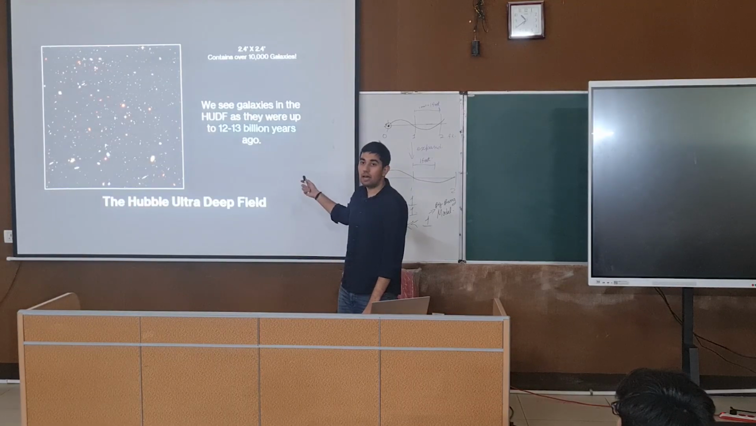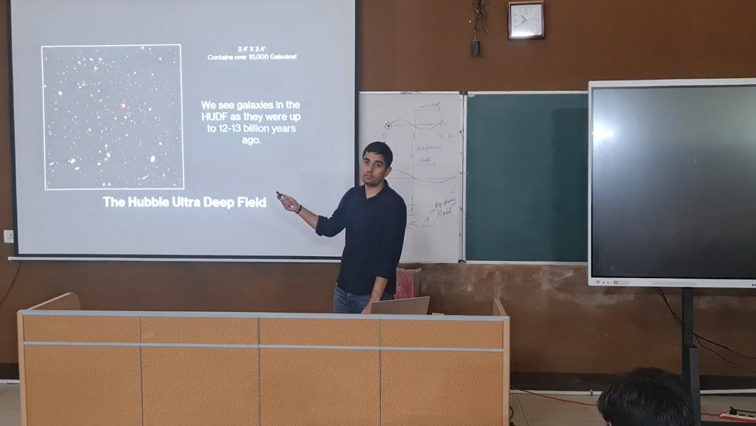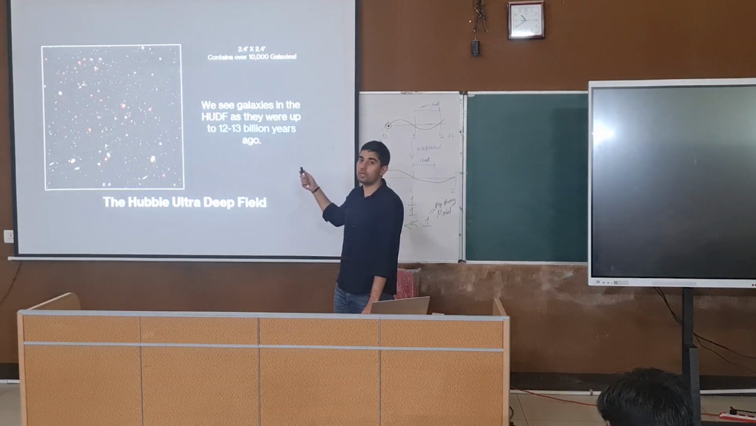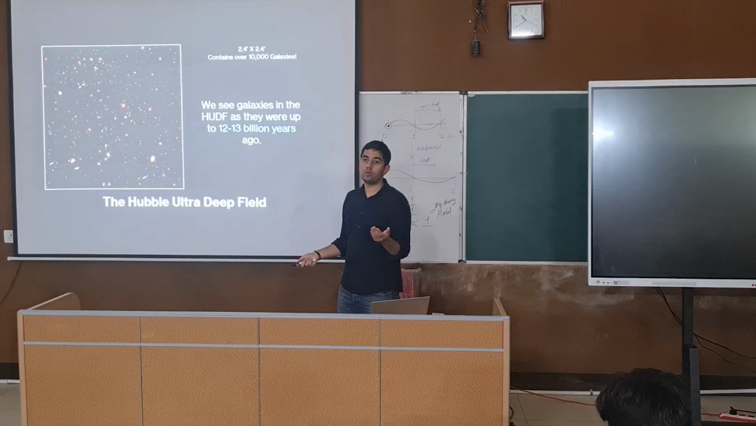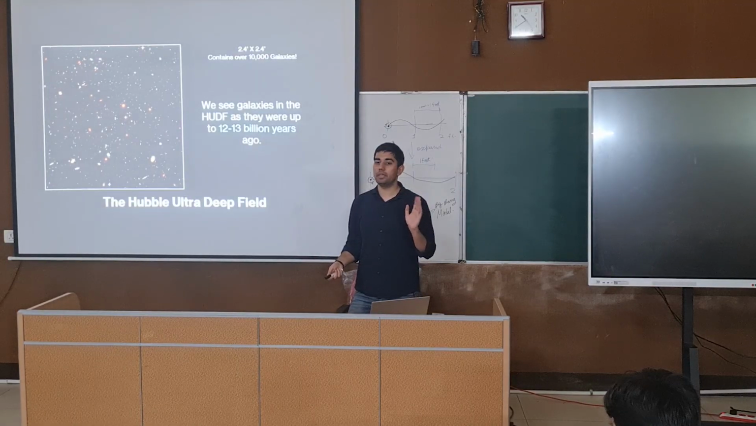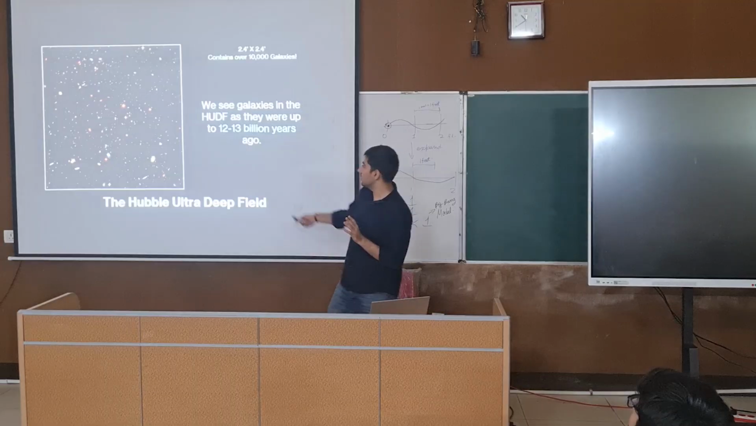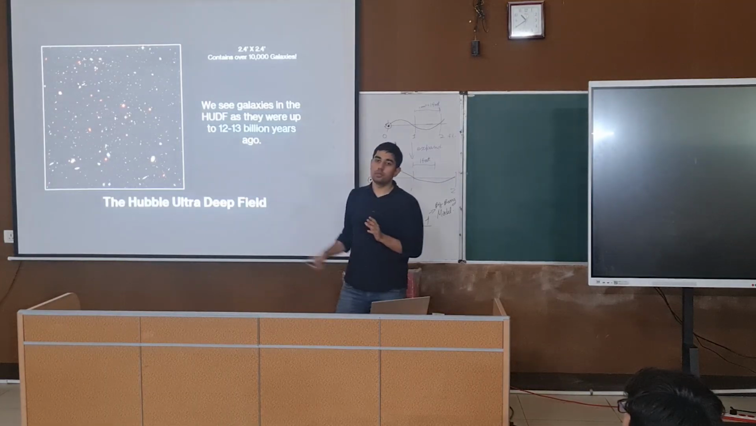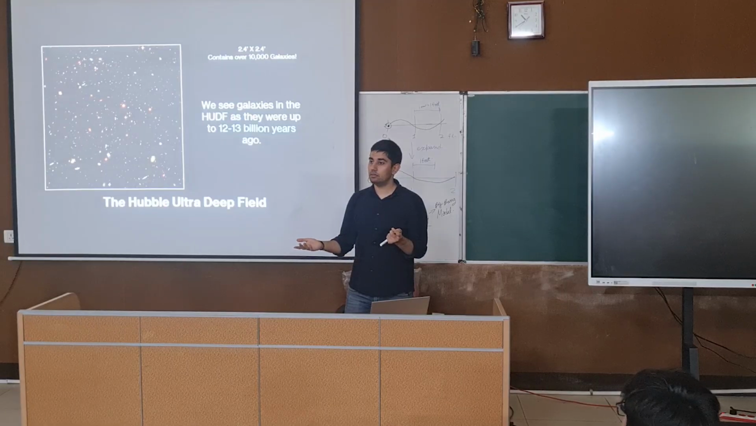These galaxies are 12 to 13 billion light years away. Okay, very far. So we are looking at them as they were 12 to 13 billion years ago, which is almost the start of the universe. Do you know the age of the universe? What is the estimated age of the universe? 14 point something. 14 or 13.6 billion years. And what we are observing? Galaxies up to 12 to 13 billion years old, right?